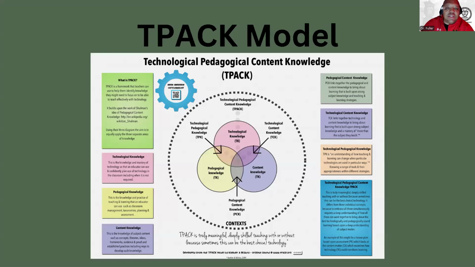So the TPACK model is the technological, pedagogical, content knowledge, right? And this is where technological knowledge, pedagogical knowledge, and content knowledge all integrate into a specific framework, like interconnected pieces of blocks, where the technological knowledge is one piece of it. The pedagogical knowledge, and pedagogical knowledge is what we're talking about, the knowledge of teaching practice, right? And the content knowledge, and where these overlap is where the magic happens.